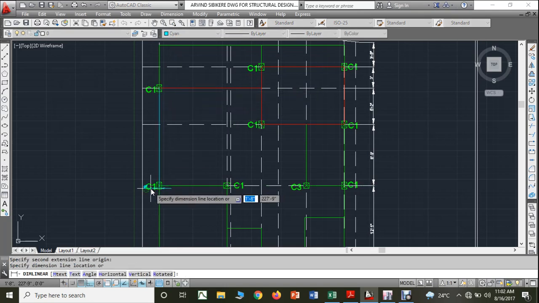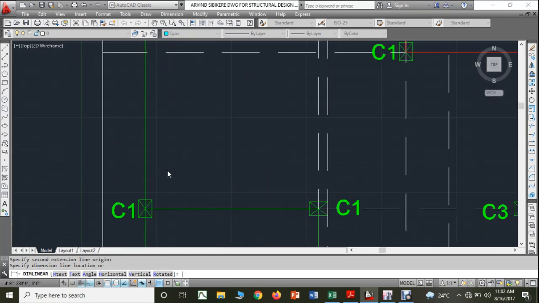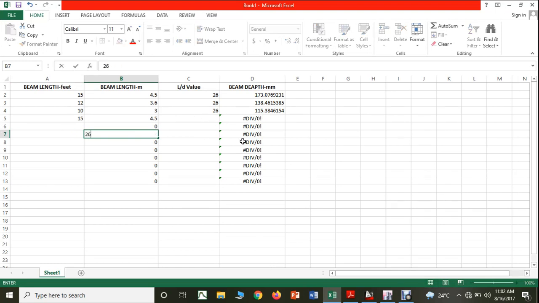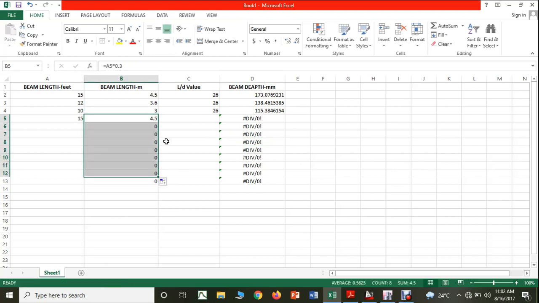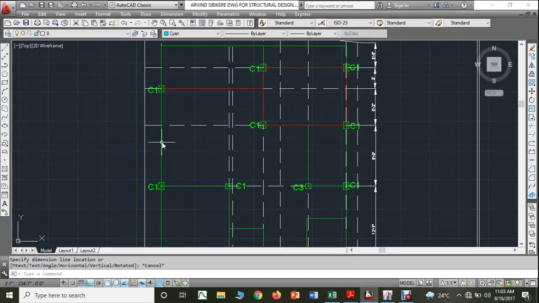Here to here, how much are you getting? 13 feet, which means I can make it 15 feet, just to be on the safer side. So 15, 4.5, so 26 again, sorry. 26 here, again you are getting 173. Okay, so this beam.